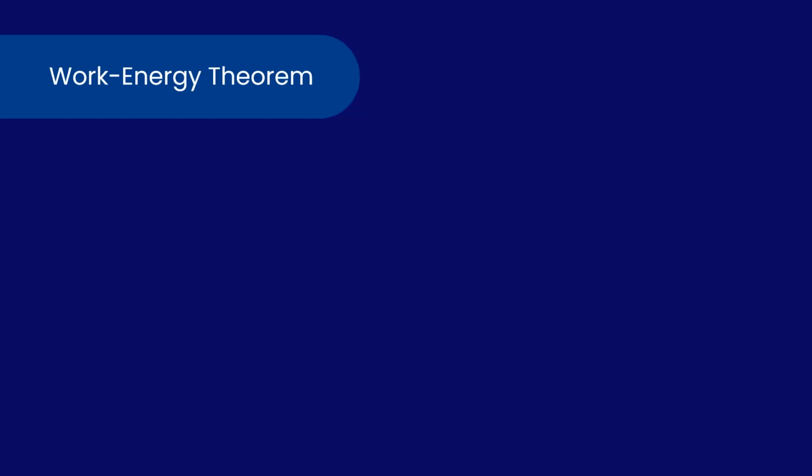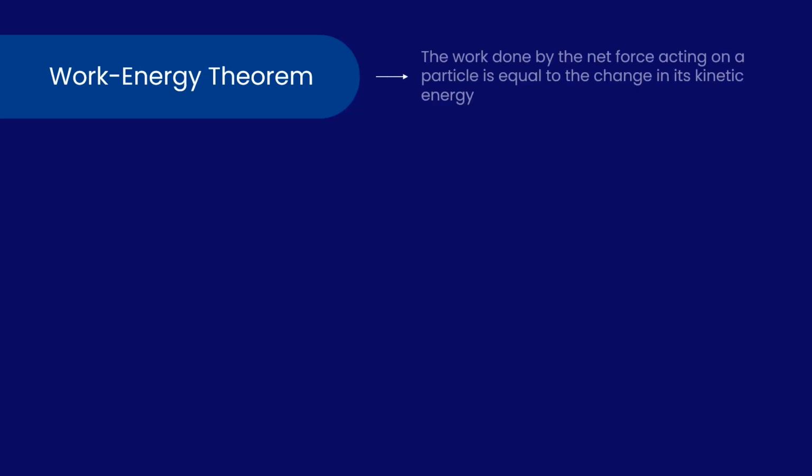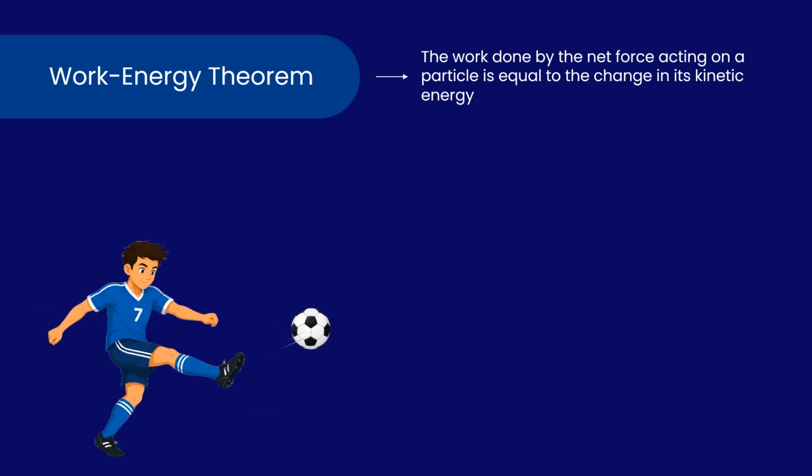Now, let's understand the work energy theorem. It states that the work done by the net force acting on an object is equal to the change in its kinetic energy. Let's understand this with a simple example. When the player kicks the football, a force acts on the ball and work is done. As a result, the ball starts moving and gains kinetic energy. This shows the work done on the ball is equal to the increase in its kinetic energy, which is the work energy theorem.